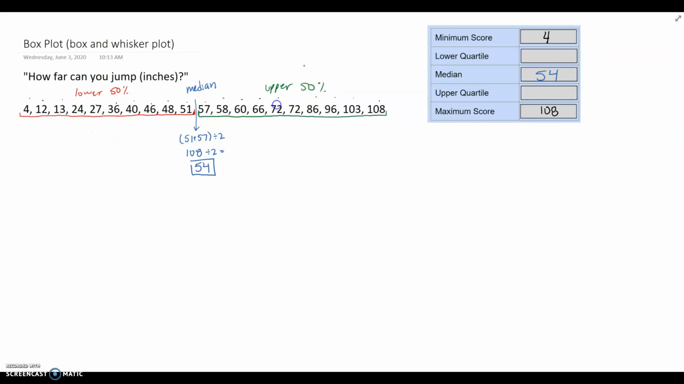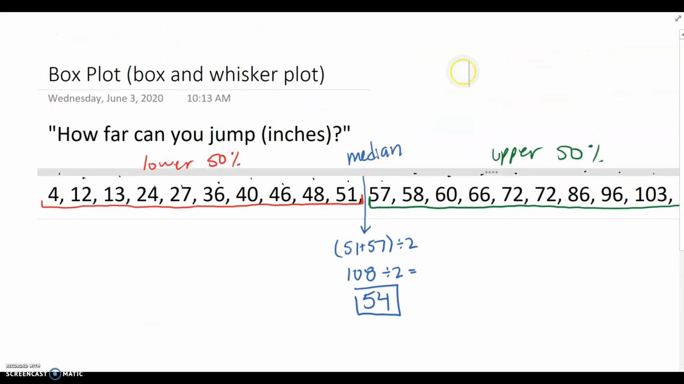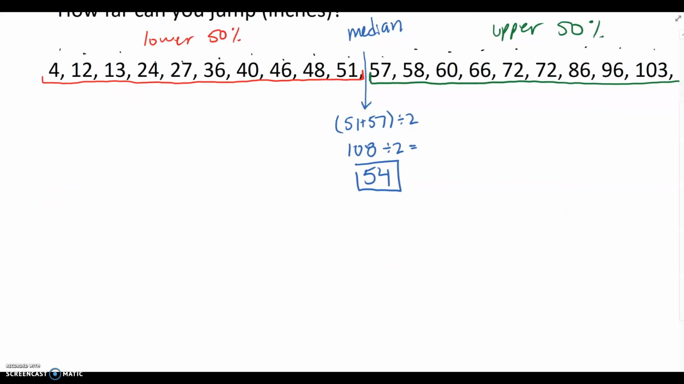So let's take our lower half, and some people like to rewrite it, so let's go ahead and do that. We're going to rewrite the lower half, and we're going to find the median here. So 4, 12, 13, 24, 27, 36, 40, 46, 48, and 51. So 51 is included in the lower half. All right, and let's find the median there.